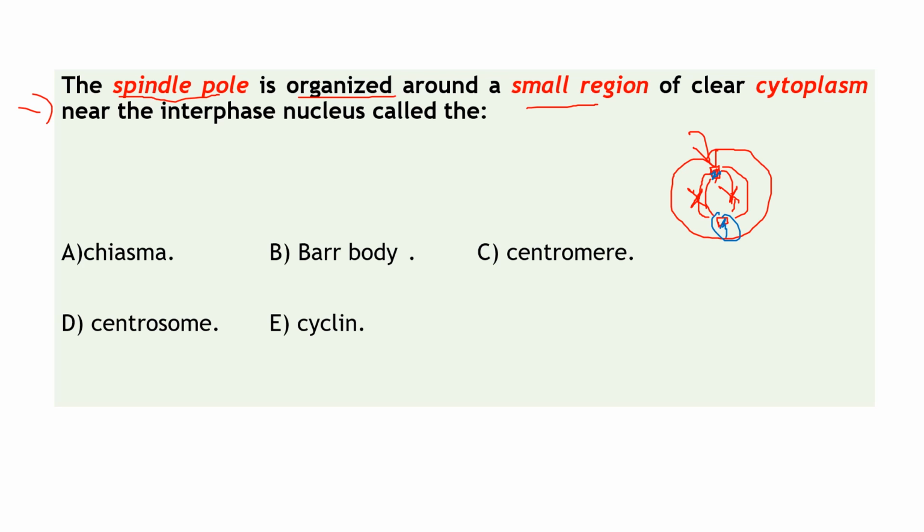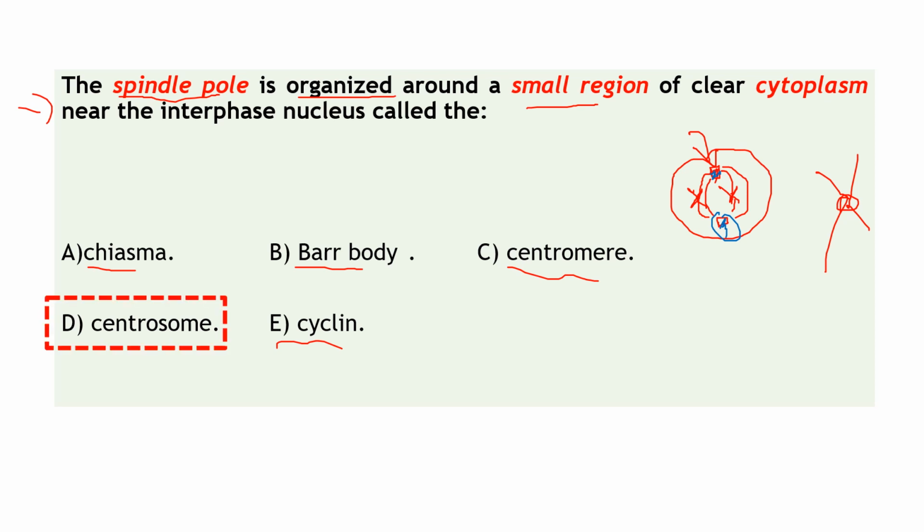Definitely the chiasma is not the right answer. This is the physical connection after crossover. Bar body, we're going to talk about that. That is related to X activation, as you remember. Centromere is actually the center of this structure that allows pulling the chromosome, but is not that related to the spindle. And cyclin is a protein that is involved in cell division. So the correct answer here will be centrosome. That will be those structures there.